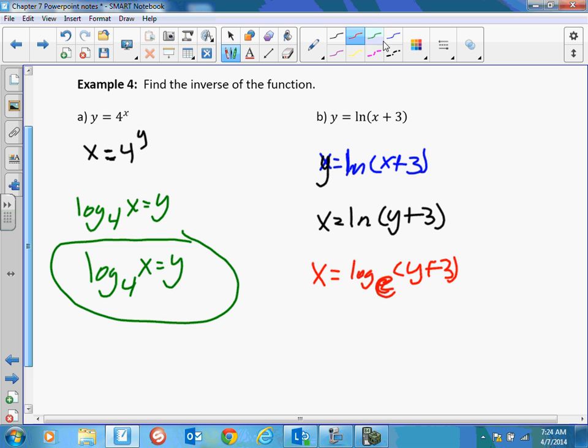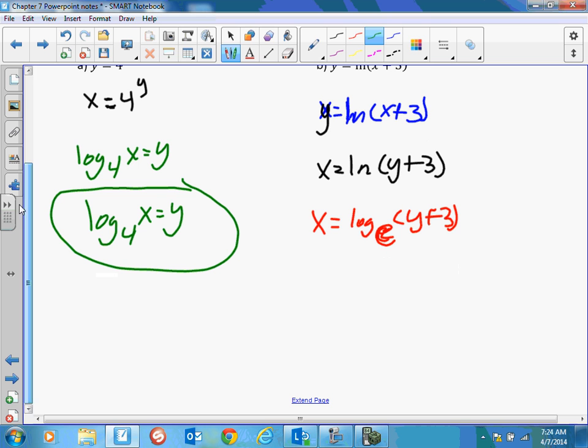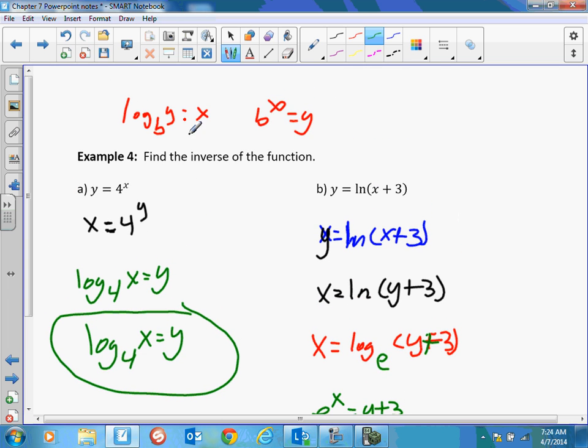I know my writing's sloppy. I'm trying to get better. So log base e of y plus 3. Hopefully everybody can see that. Next, we're going to take our base to the power of what it's equal to and set it equal to what's on the left and get rid of the log. So we can do e to the x equals y plus 3 by rewriting it from logarithmic to exponential form.